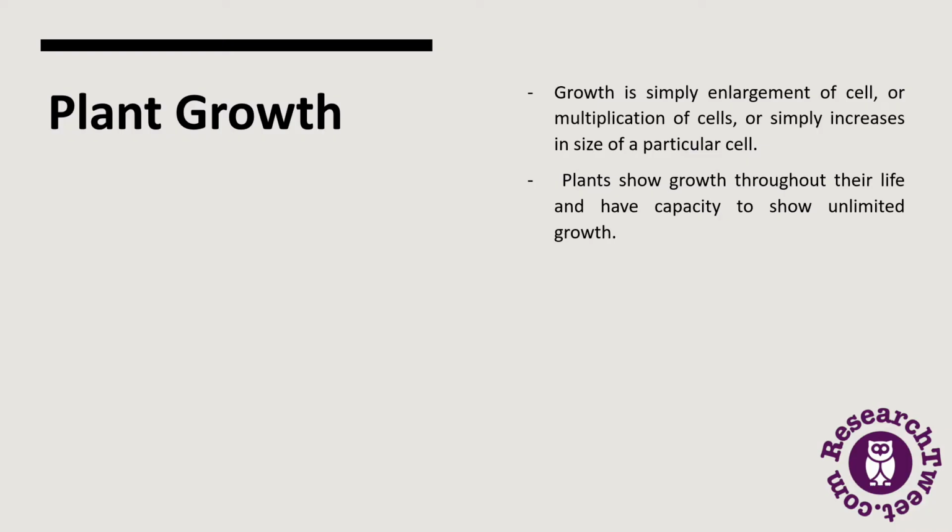Plant growth is simply enlargement of a cell, or multiplication of cells, or simply an increase in the size of a particular cell. Basically, plant growth is an irreversible, permanent increase in size of an organ or its parts or individual cells. Plant growth is generally indeterminate and it continues throughout life due to the presence of meristems.